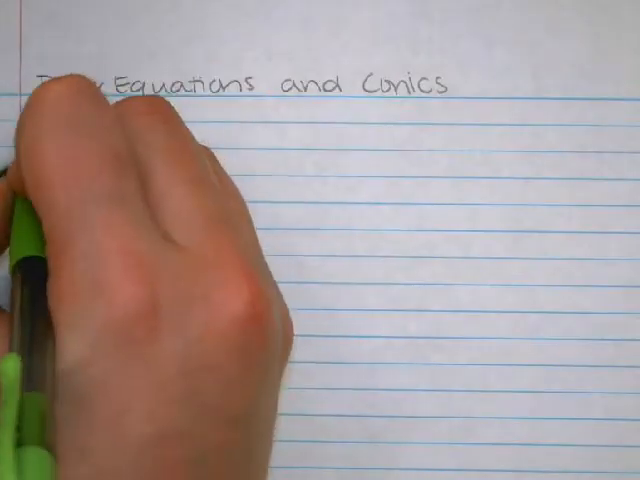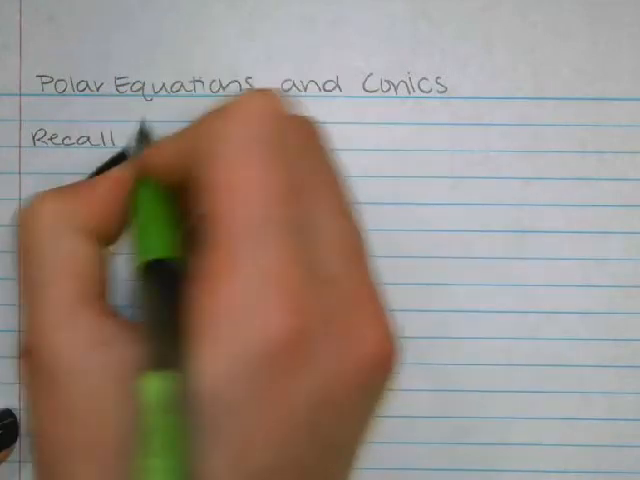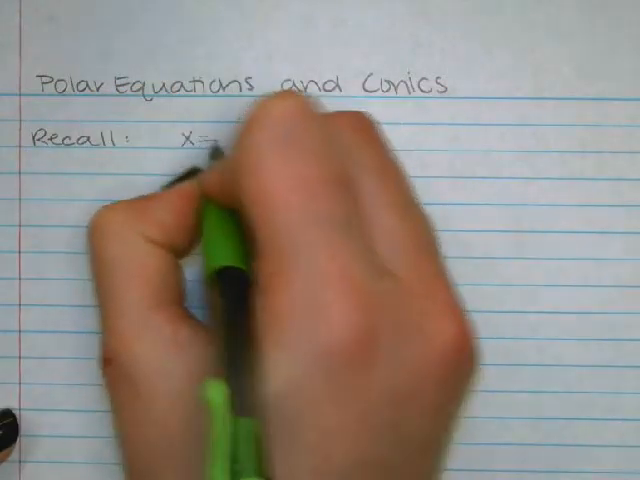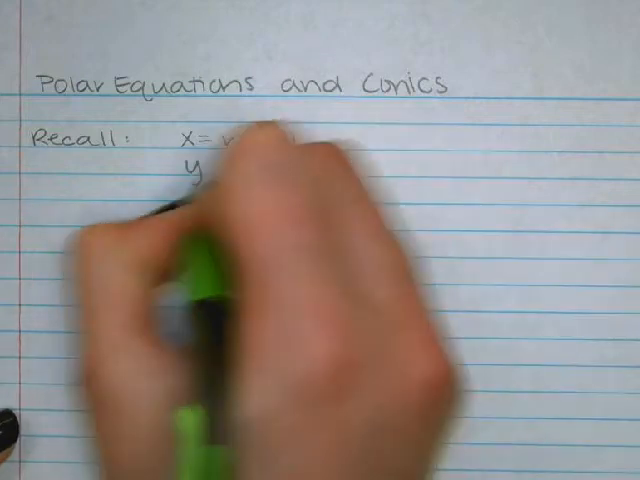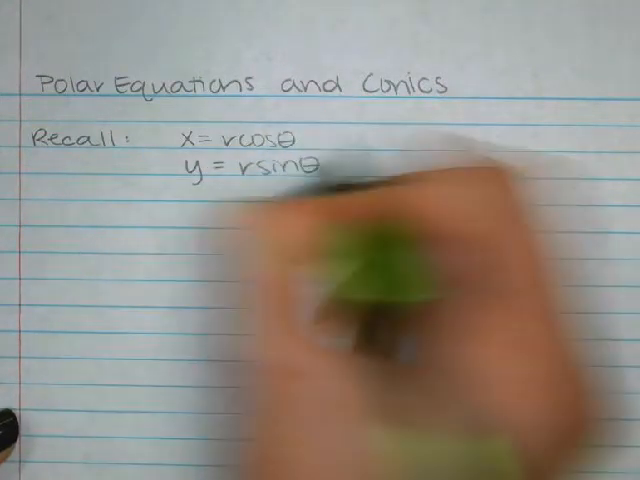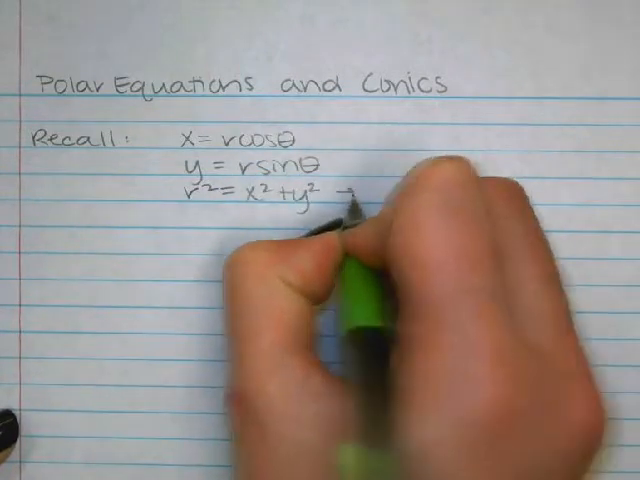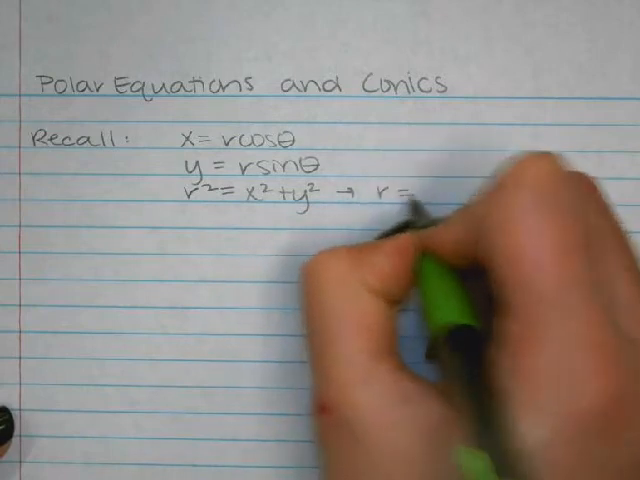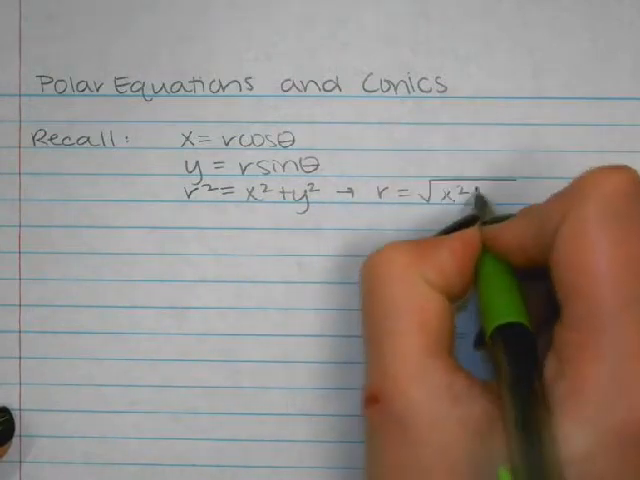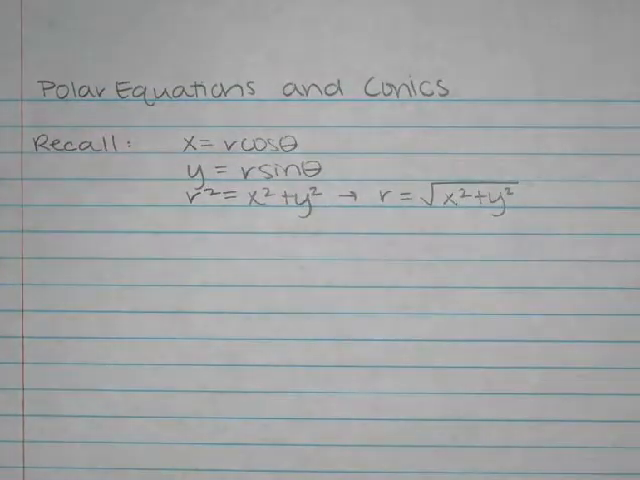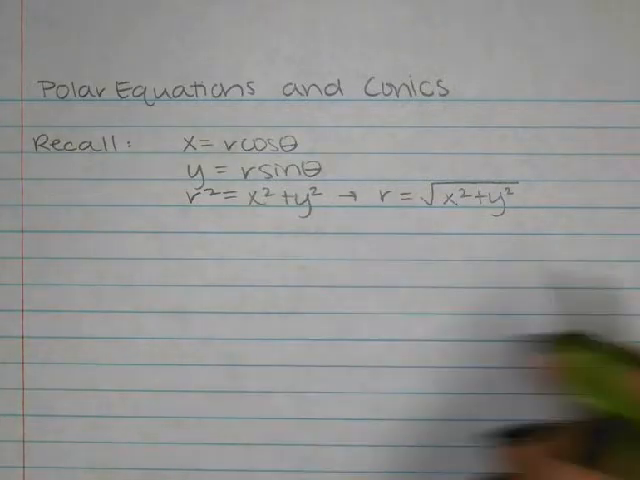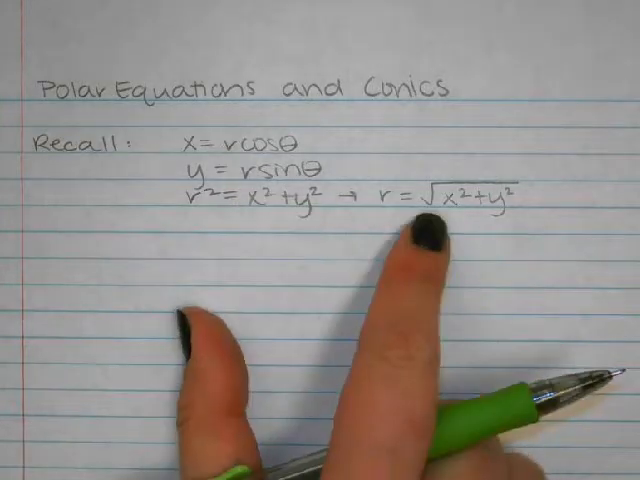So first, let's recall that x equals r cos theta, y equals r sine theta, r squared equals x squared plus y squared, and an alternate form of that is that r equals the square root of x squared plus y squared. Okay, so we're not going to be using all of those. Actually, we are. We're pretty much going to be using all of those. We're not really going to be using this formula today. We're going to be using this one.